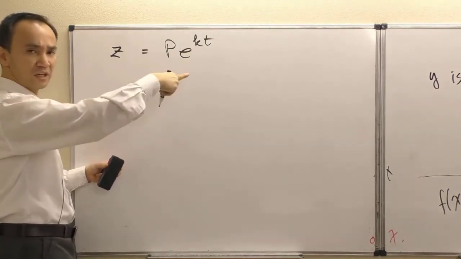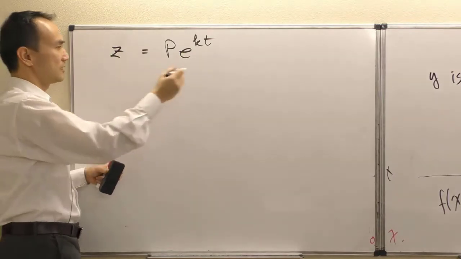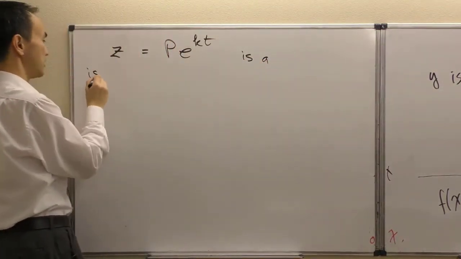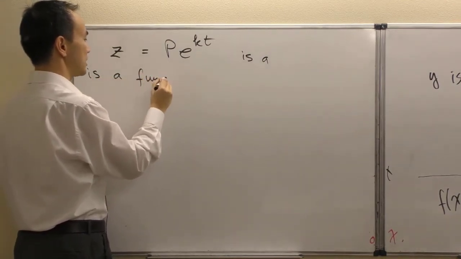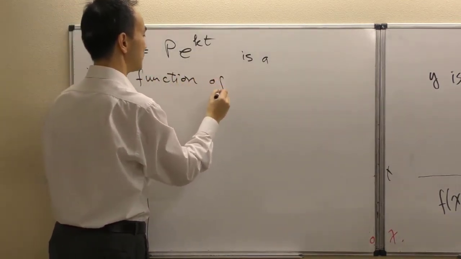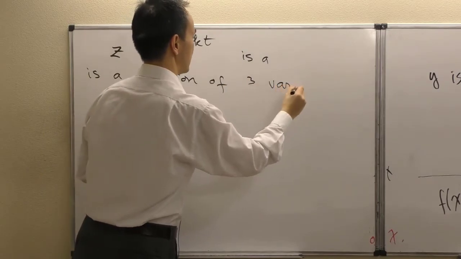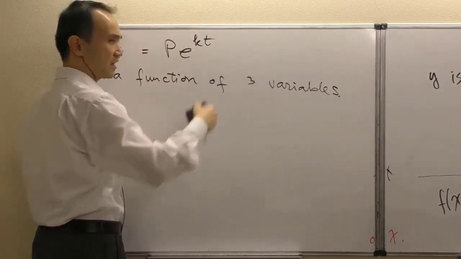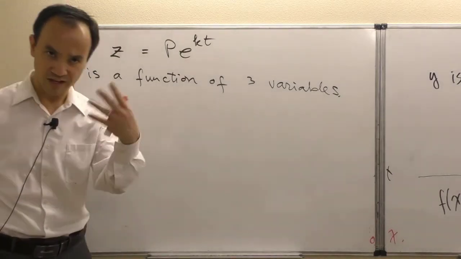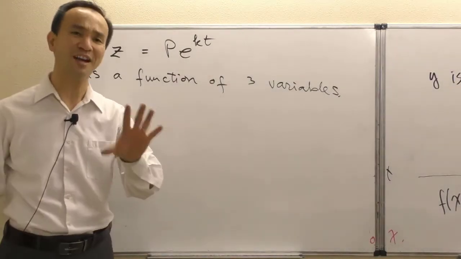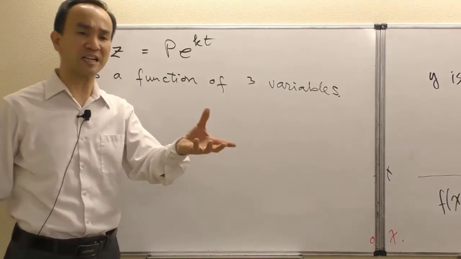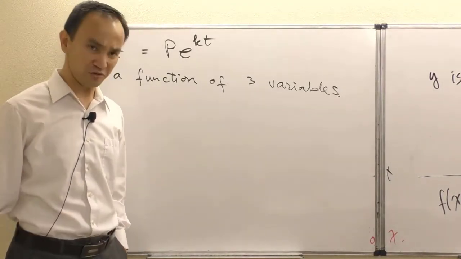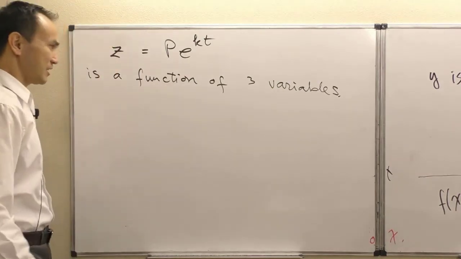So this here, upon defining it, is a function. So z is a function of three variables. At this point, needless to say, it is strictly required that you have some experience, or at least have learned something, about multivariable functions. So now it's a function of three variables.